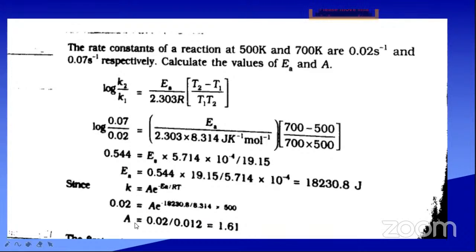So the resultant A, Arrhenius factor, will become 0.02 divided by 0.012. What is the final value? 1.61. This is the Arrhenius factor. I hope it is clear. So numericals are important in the case of the Arrhenius factor.